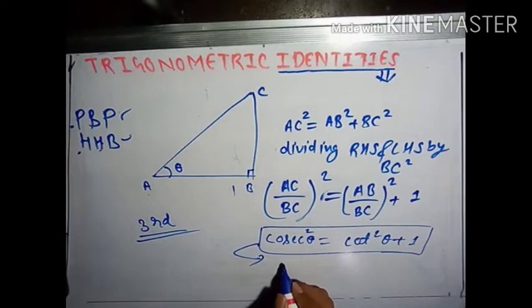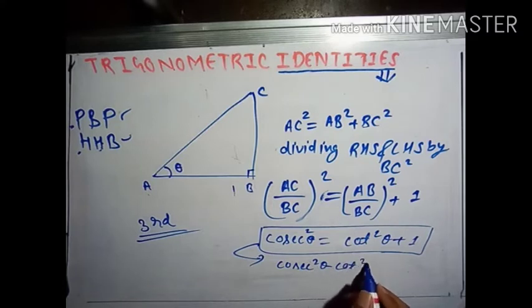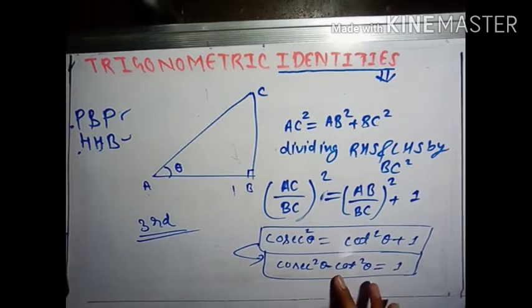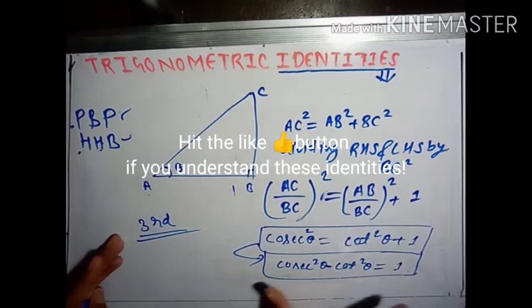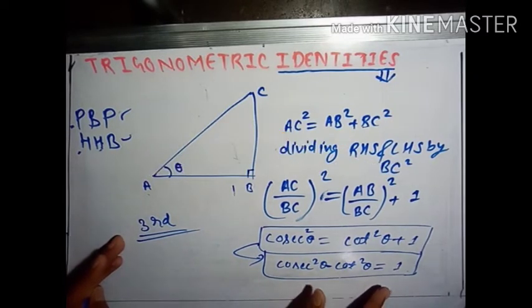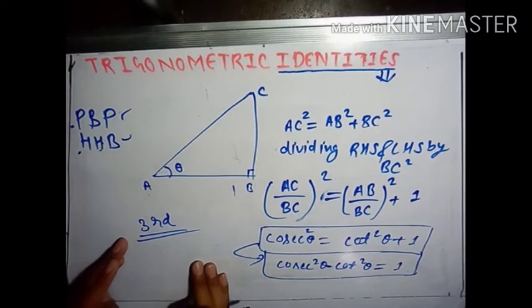Now let's write this identity in the second form, that is, cosec square theta minus cot square theta. I am writing this identity in this form, the reason being their use. Soon I will give you an example and you will feel why I am writing this equation. Okay, so cosec square theta minus cot square theta equals 1. Now we have done the identities. These identities are really very important, so keep these identities in your mind.